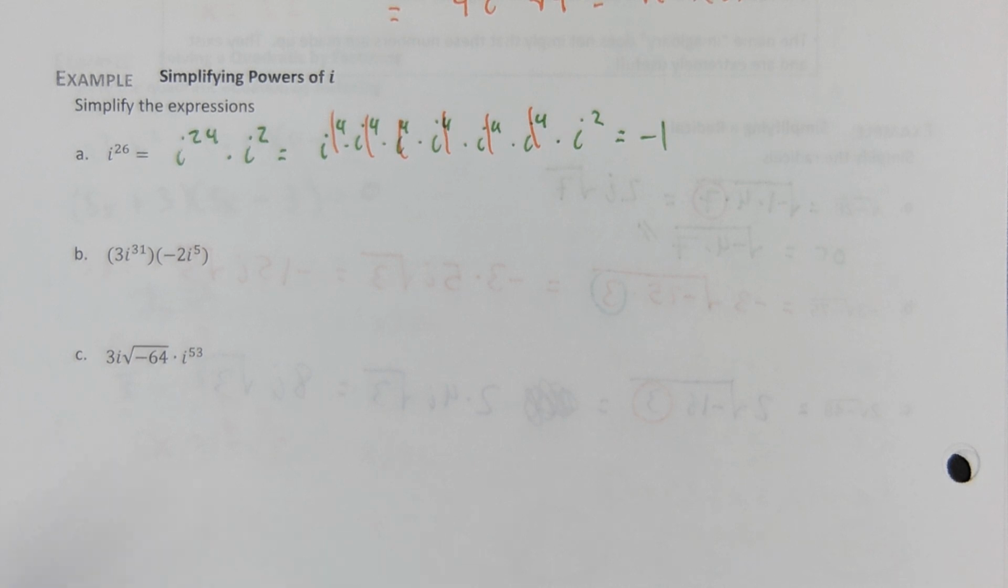You could reduce the powers of i individually, or you could go ahead and combine these and then reduce the power of i. Because they're not in radicals, you can do that. It doesn't matter. If they were in radicals, you'd have to reduce first.